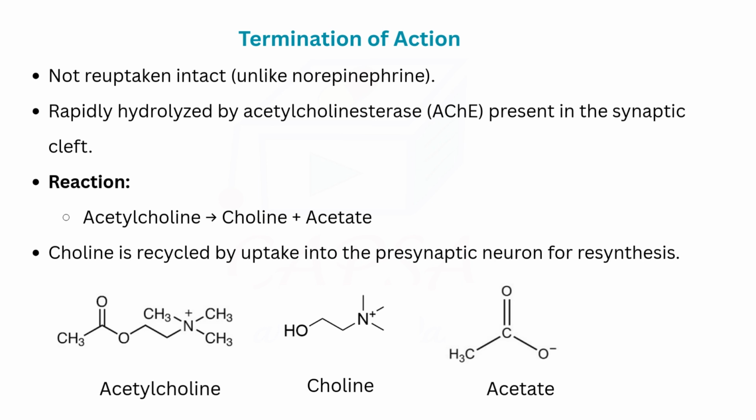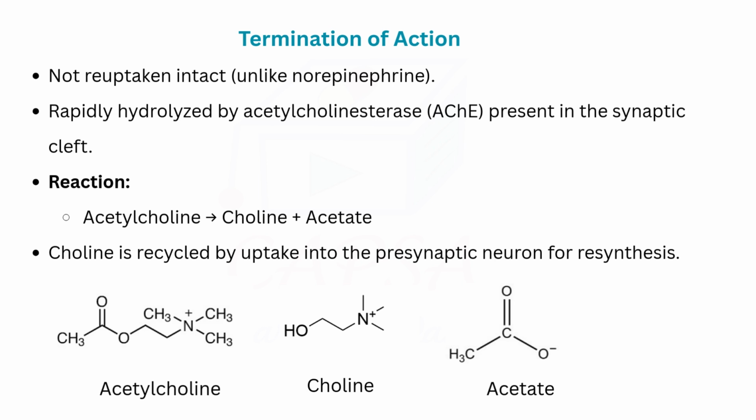Now let us see how the action of acetylcholine is terminated. Unlike other neurotransmitters such as norepinephrine, acetylcholine is not reuptaken intact into the presynaptic neuron. Instead, its breakdown happens right in the synaptic cleft, very rapidly. This process is carried out by an enzyme called acetylcholinesterase, often abbreviated as AChE. This enzyme splits acetylcholine into two products, choline and acetate.